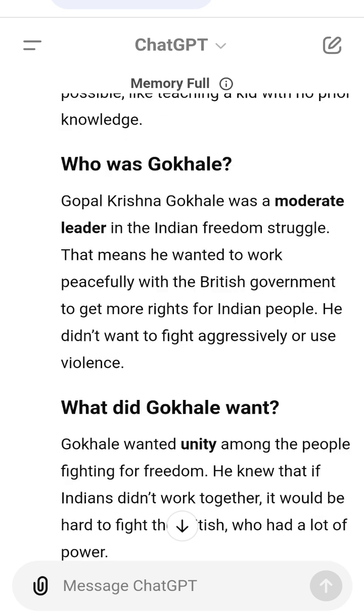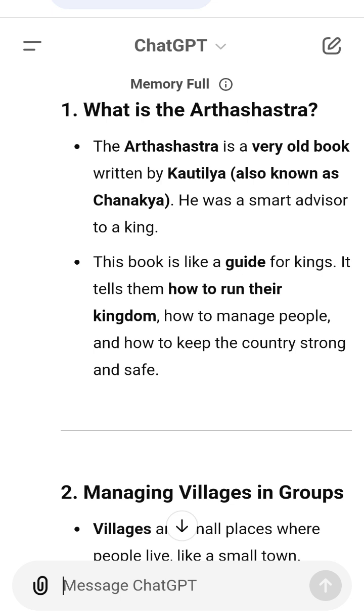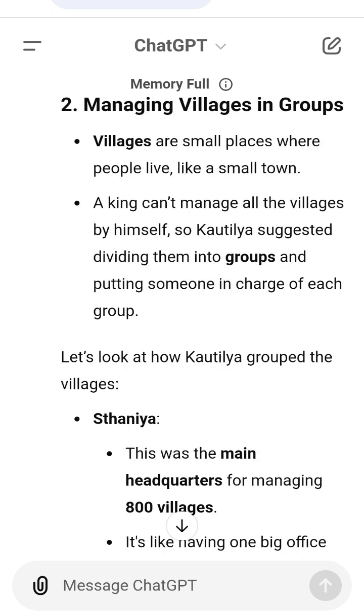Cash salaries. Kautilya said that these officers, like the Stanika and Gramika, should be paid in cash for their work. This made sure that they did their jobs well and stayed loyal to the king.